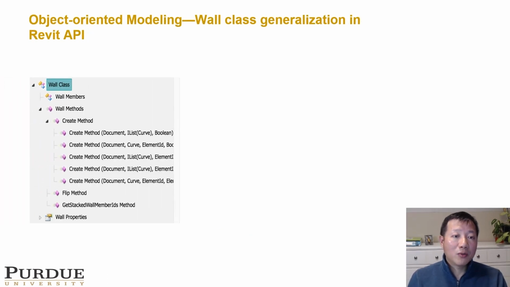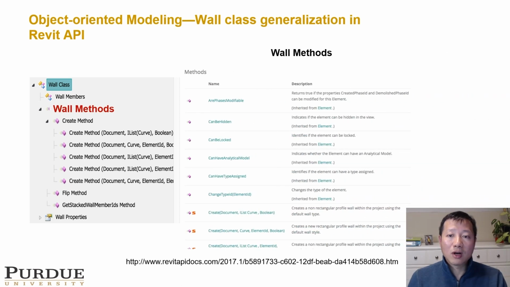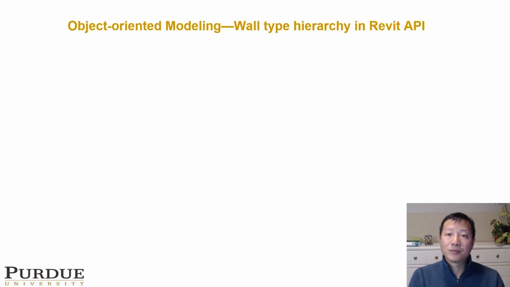The same thing goes for the methods. If you look at these methods, for example, taking the CanBeHidden method as an example, you end up seeing the same keyword, inherited from element. So this CanBeHidden method actually belongs to the element class, but you are seeing it here in your wall class because your wall class is a subclass of your element class. And as a subclass, wall inherits all the methods from the parent class.